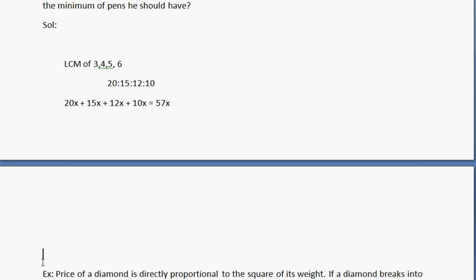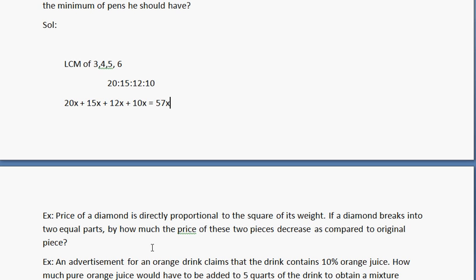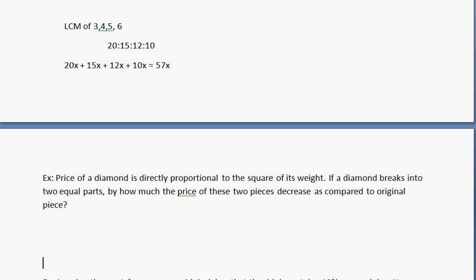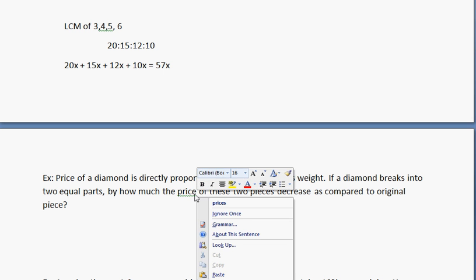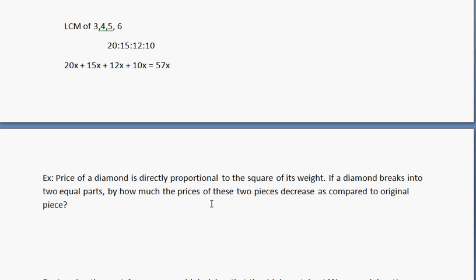So now the next question. Price of a diamond is directly proportional to the square of its weight, right? If a diamond breaks into two equal parts, how much does the price of these two pieces decrease as compared to the original piece, right? So just take 1 or 2 minutes to try this question. So your trying starts now.